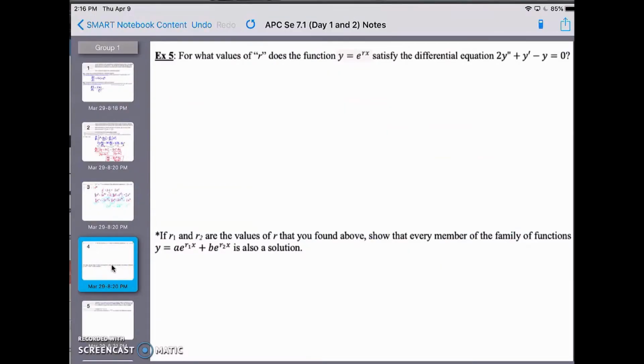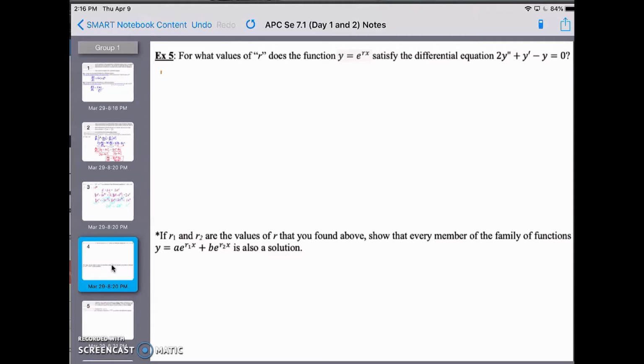In the next example, example number 5, we are looking for the values of r. For what values of r does the function y equals e to the rx power satisfy that differential equation? Very similar to what we just did in the previous problem, except if you look at our new differential equation, this equation contains both y prime and y prime prime. So we will need to find a first derivative and a second derivative of our function y.